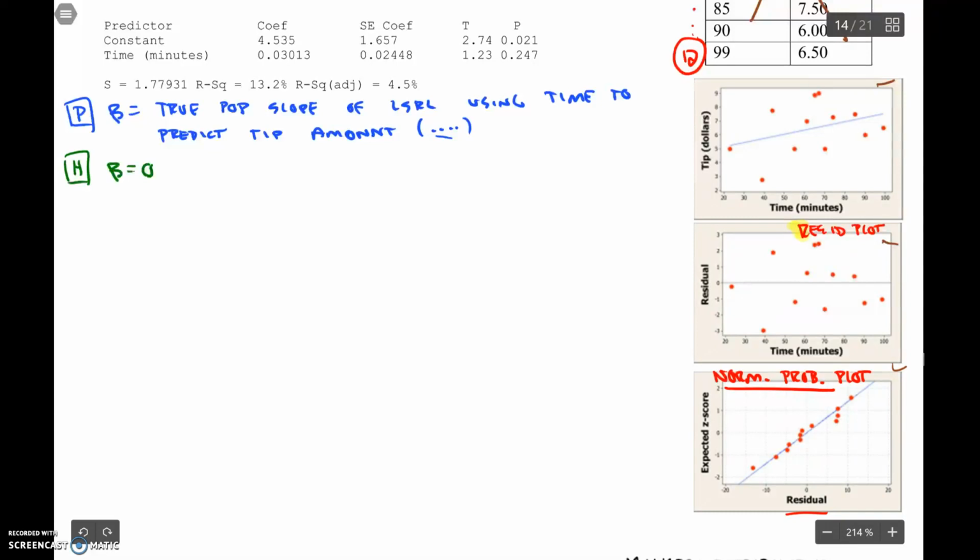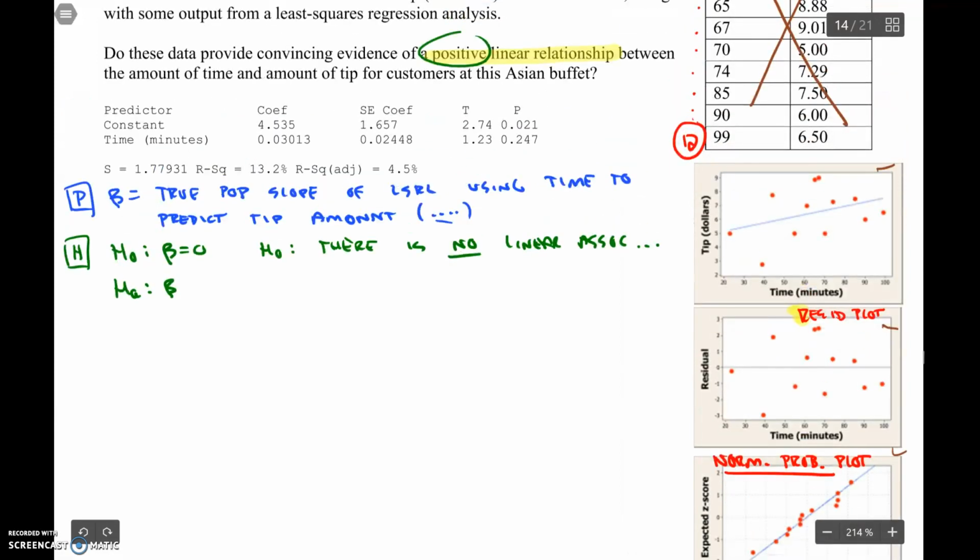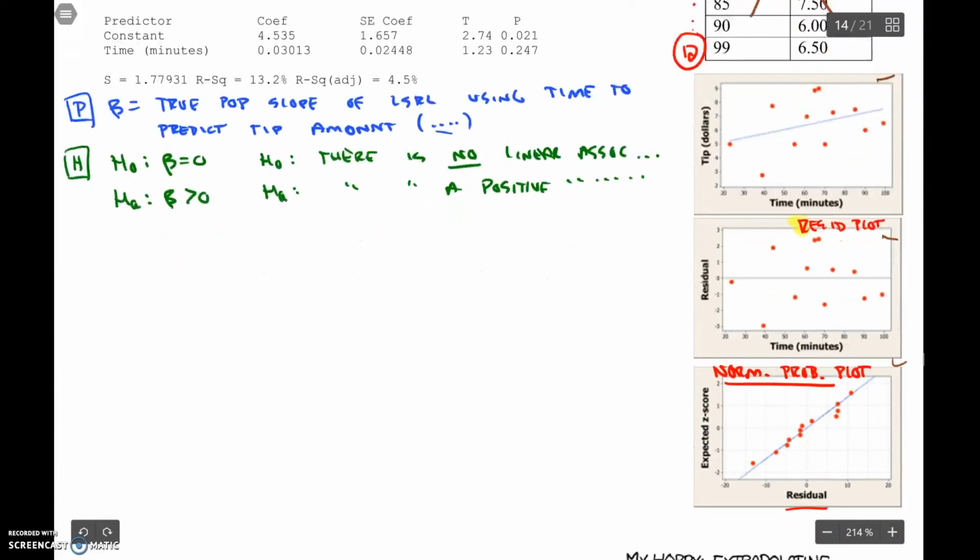Hypotheses. H0: beta equals 0, or alternatively, there is no linear association between time and tip amount. Against the alternative, Ha: beta is greater than 0, meaning there is a positive linear association between time and tip amount.